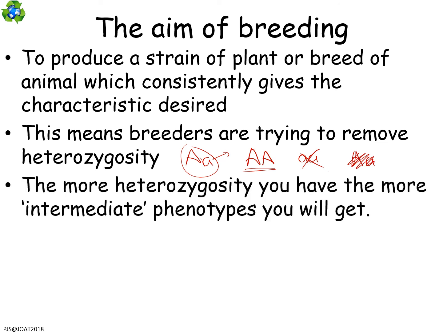So the more heterozygosity you have, especially in polygenics, the more middling, intermediate phenotypes you get. So say you were looking at petal colour and you wanted red, and it runs from red to white, but it's polygenic. You have everything in between going from red to white. And so what you're trying to do is get rid of all of the alleles which support white and leave you with just the alleles that support red.